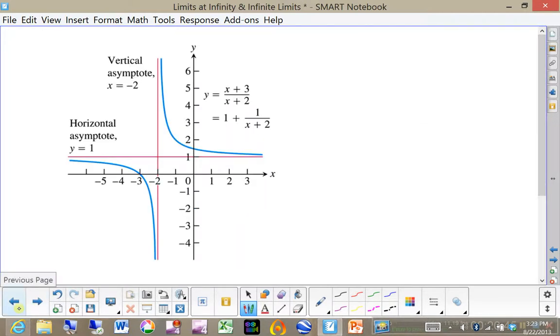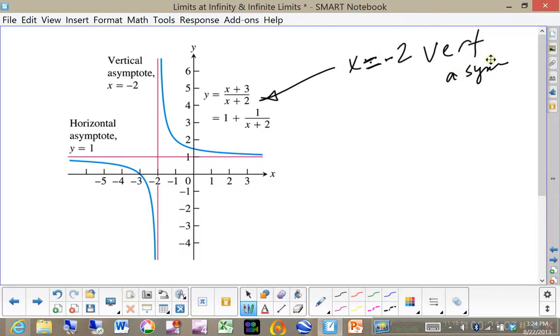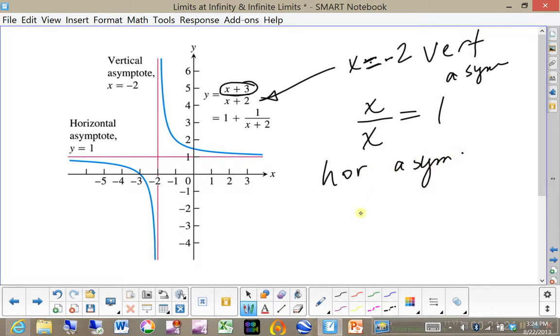Now, another slightly different problem, looking at this function. Finding the vertical asymptote first, x equals minus 2 is a vertical asymptote. x plus 3 is dominated by x. x plus 2 is dominated by x, so this equals 1. So the horizontal asymptote is y equals 1. And indeed you can confirm that by putting this in your calculator.